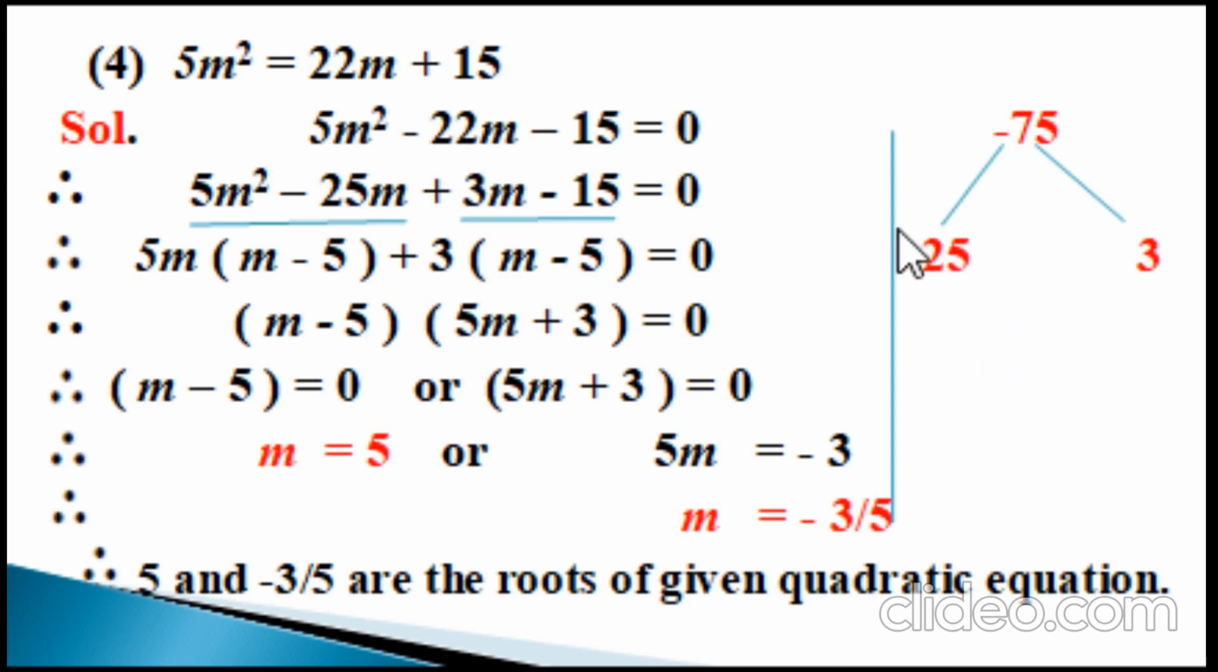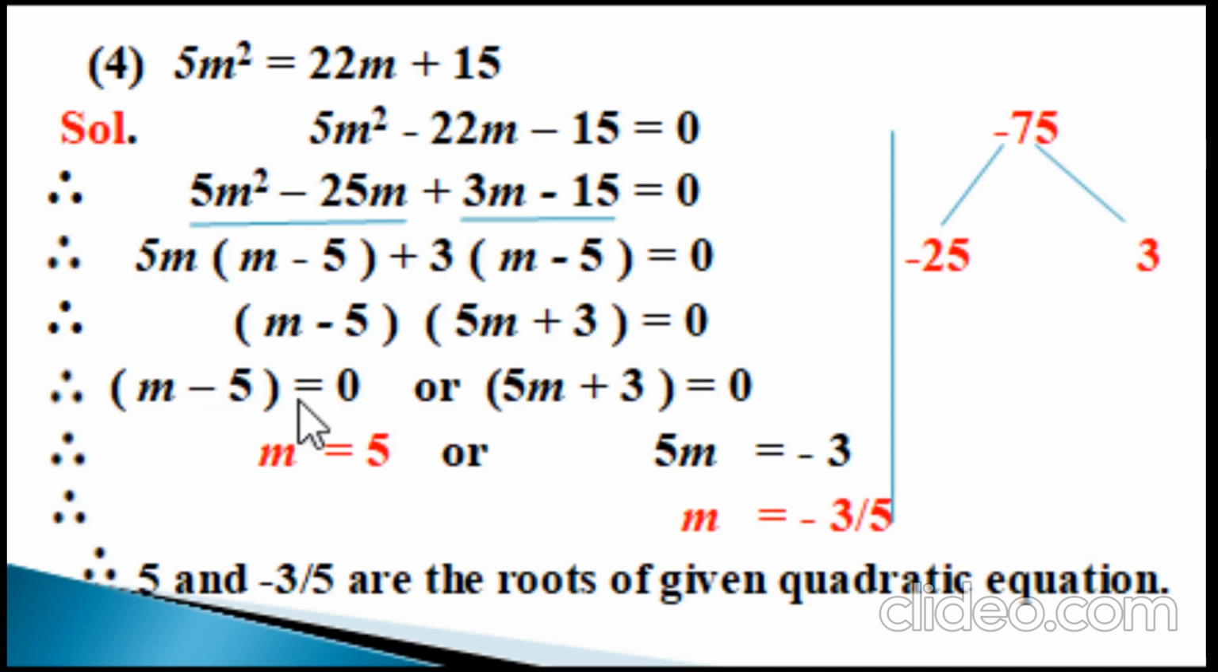So the factors are minus 25 and 3. So instead of minus 22 we have taken minus 25 and plus 3. So 5m square minus 25m plus 3m minus 15 is equal to 0. Here common is 5m, m minus 5 in bracket. Here common is 3, m minus 5 in bracket. So m minus 5 in one bracket, 5m plus 3 in another bracket is equal to 0.